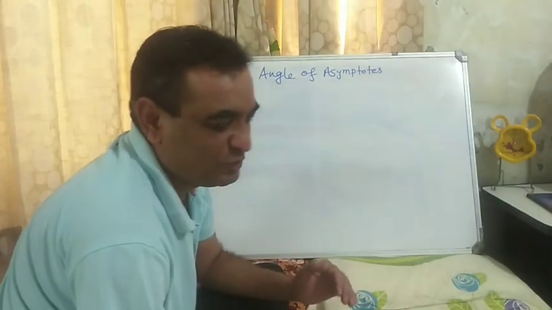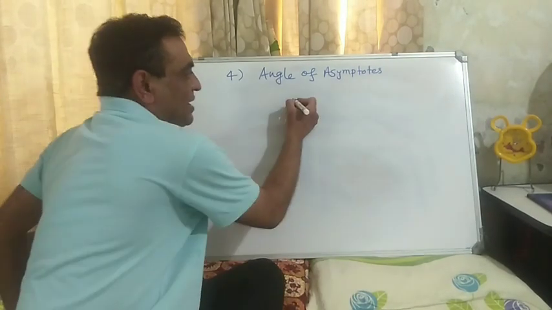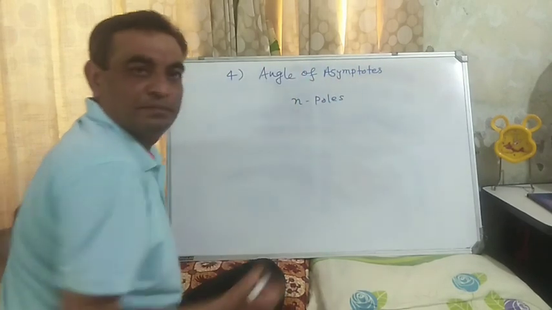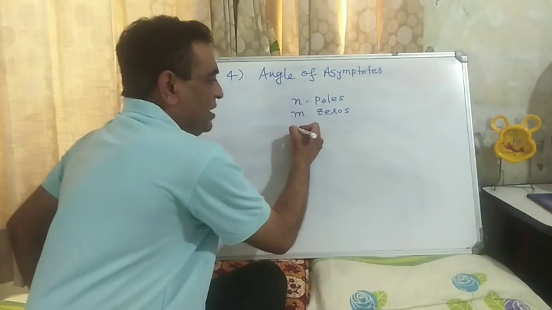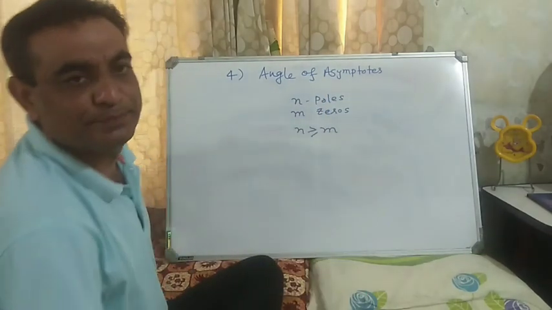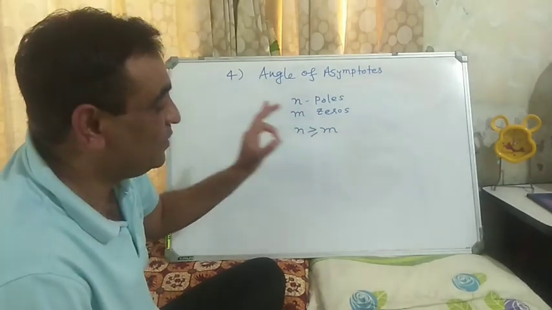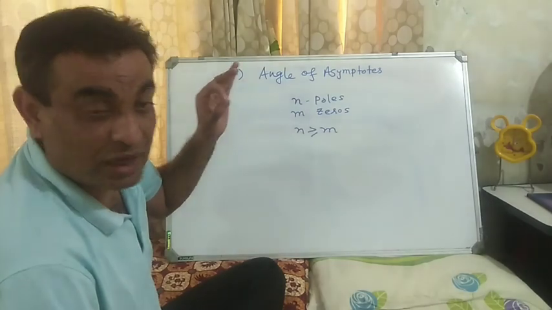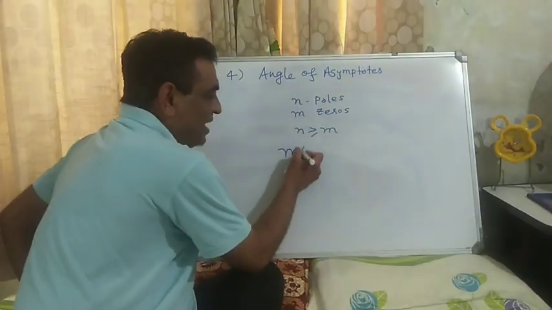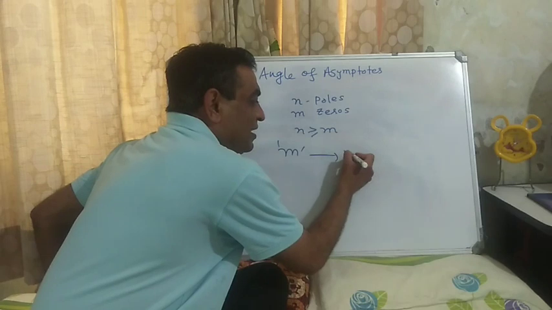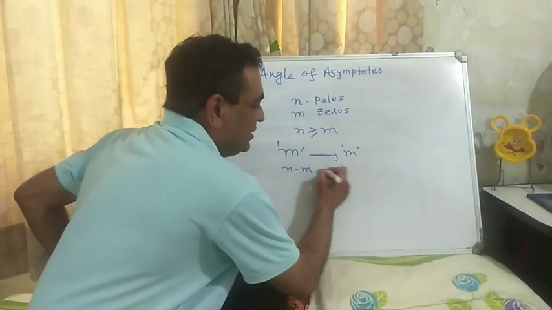Now let us understand what asymptotes are. We know that, let's say there are n number of poles, and let's say there are m number of zeros, and for a proper transfer function n is always greater than or equal to m. So there are n open loop poles, which means n branches will start from the n poles, and out of those n branches, m branches will terminate at m zeros, and the rest n minus m branches will terminate at infinity.